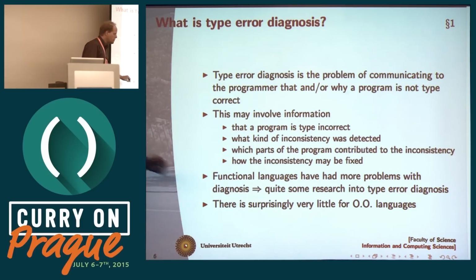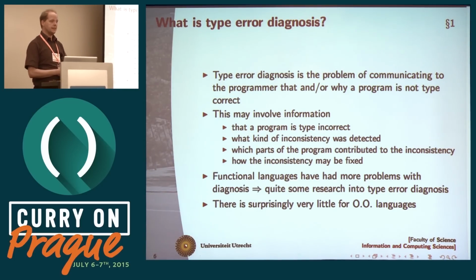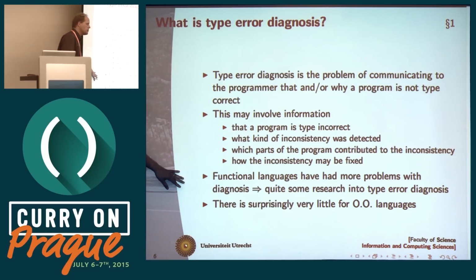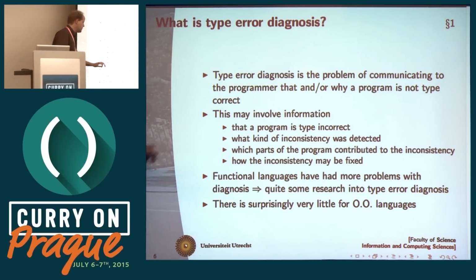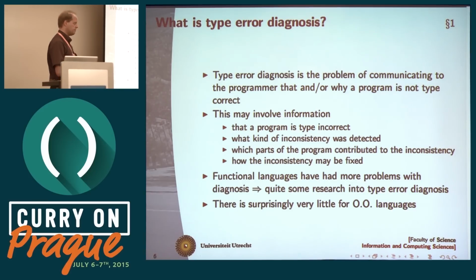Now, if you look at the literature, it turns out functional languages probably have had a lot more problems with bad error diagnosis, because there's actually quite a bit of research in that field. Not much, but much more if you compare it to the industrially much larger field of OO languages.